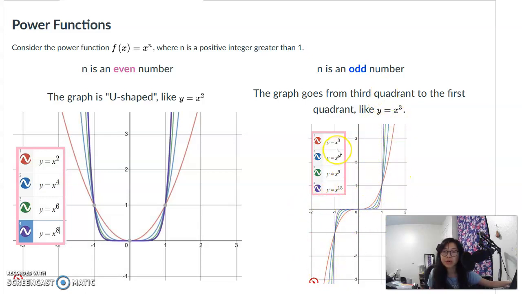We have y equals x cubed, x to the fifth, x to the ninth, and x to the 15th, and you can see the similarity here. And we can graph some of the polynomial functions by transforming the basic forms of these two kinds of power functions.